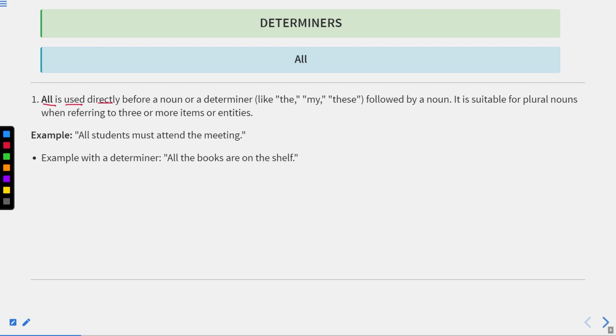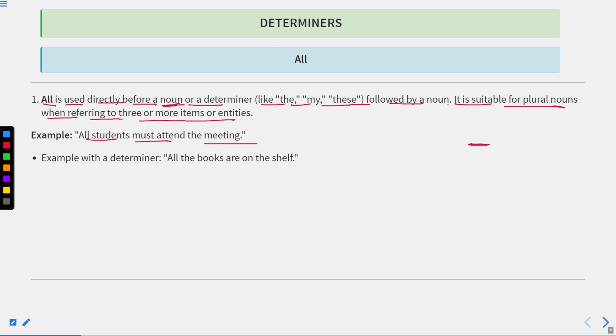Now, let us move to the next one. All is used directly before a noun or a determiner like the, my, these, etc., followed by a noun. Now, if all is used as the determiner, it should precede a noun. It means a noun should always follow it if it is used as a determiner. However, we can use it before a noun as well. In that case, it will not be behaving like a determiner. It is suitable for plural nouns when referring to all 3 or more items or entities.